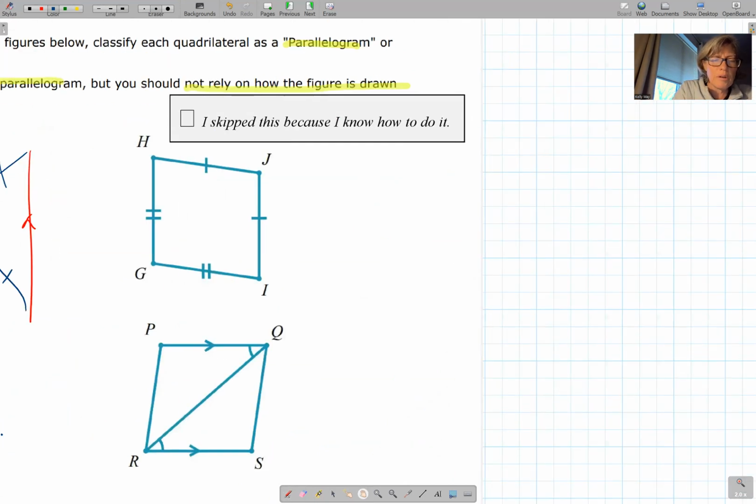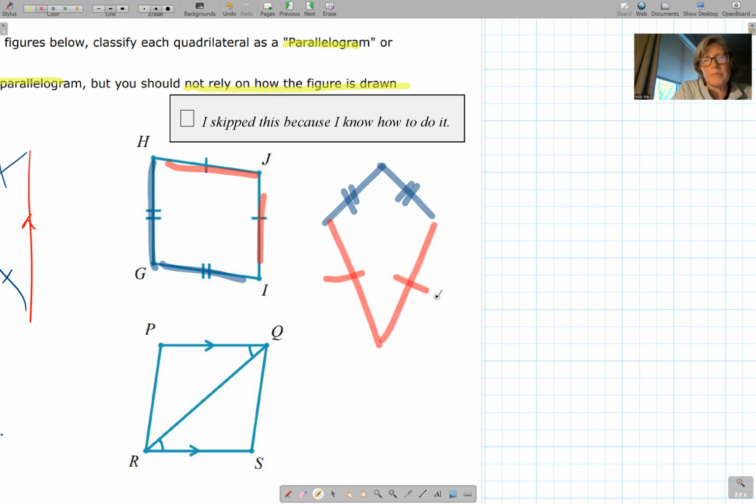Taking a look here, two sets of sides congruent, however, they're not opposite. What is this? This is a kite. So that one is a no.